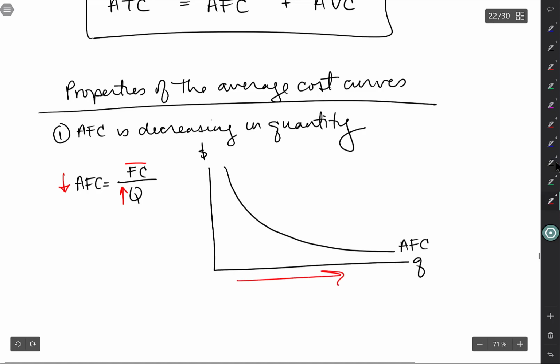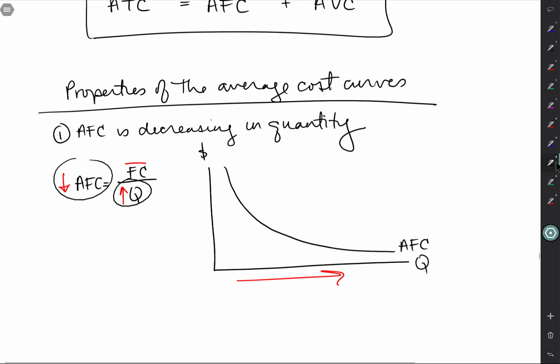As you produce more, technically I guess I should use a big Q since I've been using a big Q all along. Right now it doesn't matter. You can use big Q, little q, doesn't matter. In Chapter 14, it will matter if you use big Q or little q. Right now just think of it as the quantity of output. As you produce more, you're spreading that fixed cost across more units, so your average fixed cost is dropping.